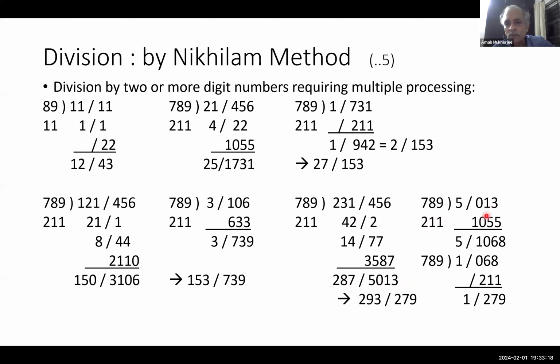Again, 5013 has to be processed. So this 5 and 1055, 1068. Again, 1068 with this 211 you do. So 279. So this 287 plus 5 plus 1 becomes 293 as quotient, and 279 remainder. Okay, so this is right. This is finally the right answer.